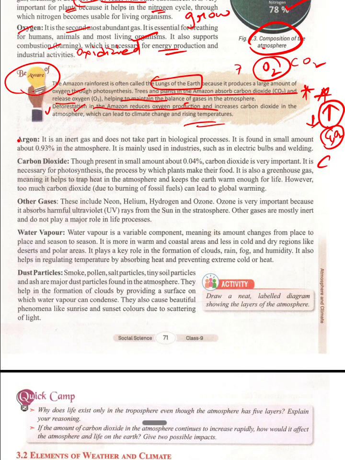So coming to argon, it is a non-reactive gas and does not take part in any biological process. It's found in a small amount, 0.93% in the atmosphere. It is mainly used in industries. In what way is it used in industries? Steel making, electric bulbs, welding.